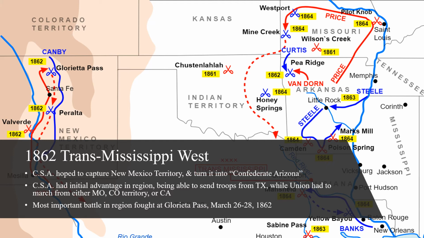Initially, the Confederates had an advantage in the trans-Mississippi West, drawing on support from their Native American allies in what is now Oklahoma, and by moving troops from Texas, advancing northward and westward into the New Mexico Territory, what the Southerners called Confederate Arizona. The Union had to move troops from much further away in the north and east.